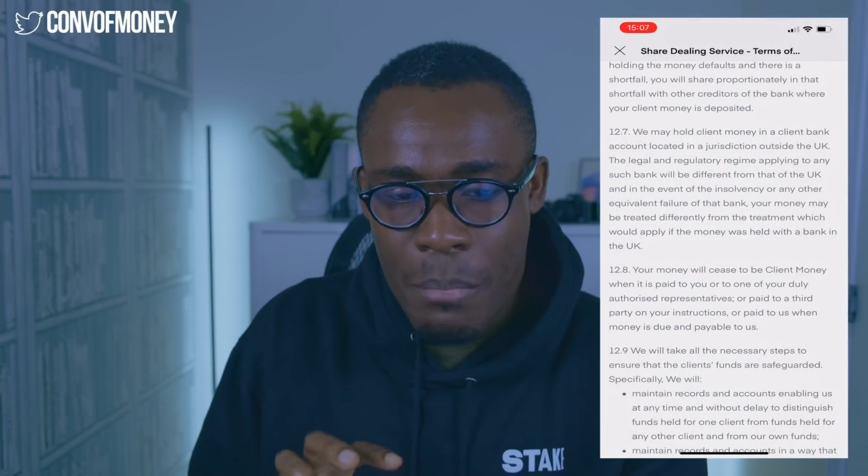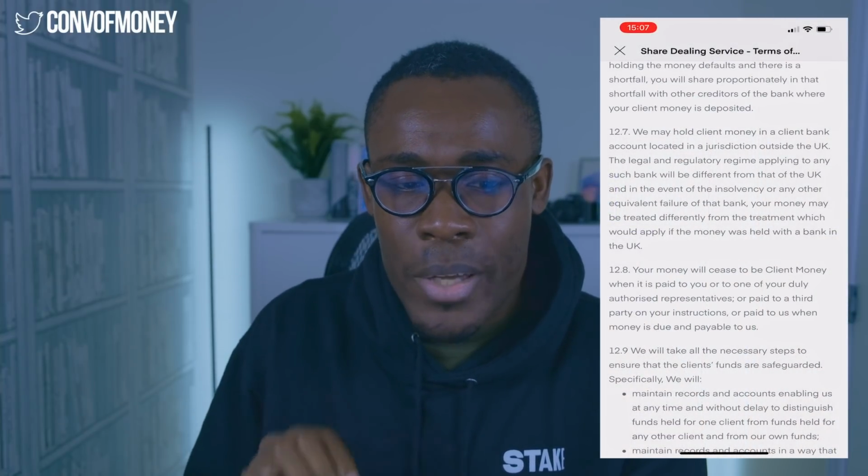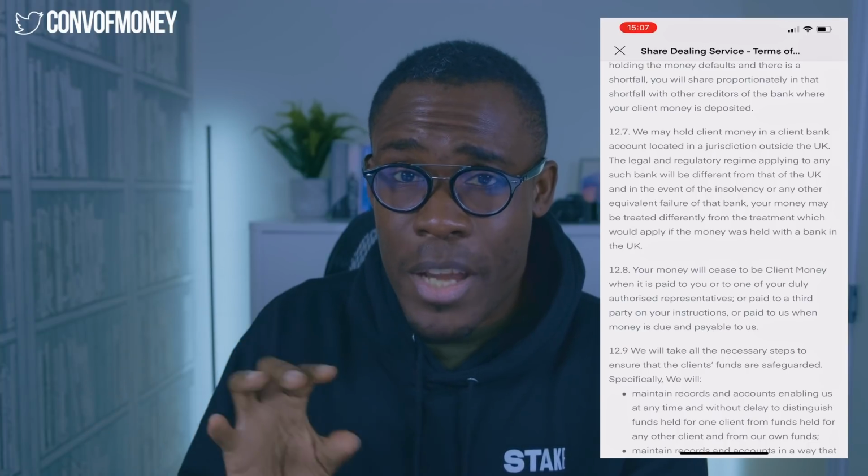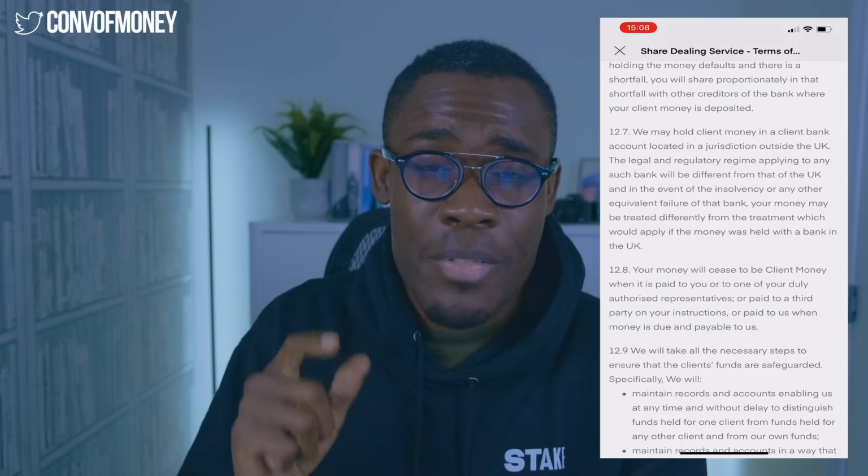Now, clause 2.7. We may hold client money in a client bank account located in a jurisdiction outside the UK. Now, the UK jurisdiction bit is important. Let's talk about what that means. What we know is if a company is authorized and regulated by the Financial Conduct Authority, like Trading 212 are, you are afforded consumer protections, one of which is the Financial Services Compensation Scheme, which means that if a company were to go bust due to insolvency, you can get up to £85,000 of your money invested with them back. That is a good thing.